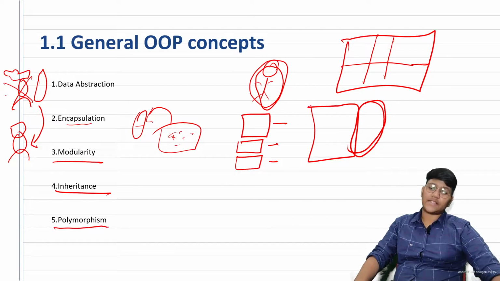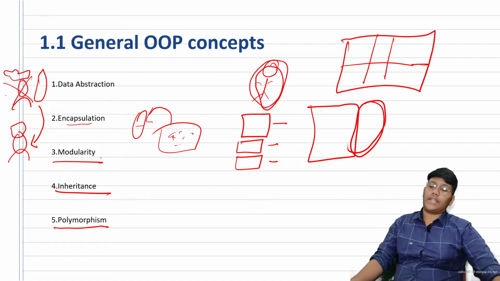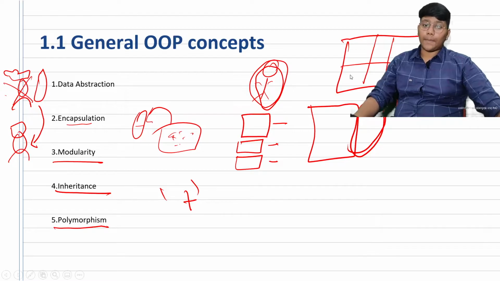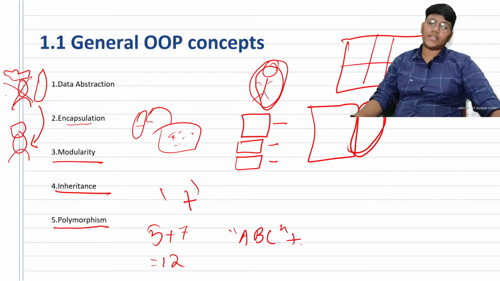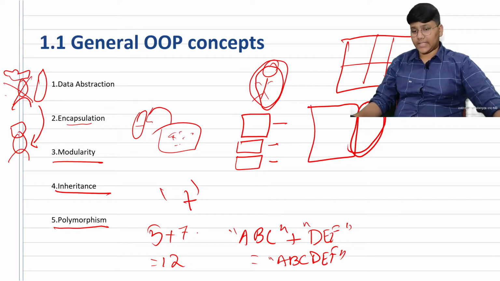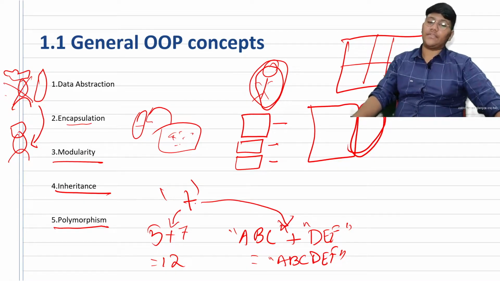Polymorphism. Polymorphism is using of a single thing in multiple ways. For example, the plus operator. The plus operator can be used in both ways. It can be used to do 5 plus 7 equal to 12. It can be used to do abc plus def equal to abcdef. Now what we are doing here is we are using plus in both ways, to add arithmetically and to concatenate strings. So here we are studying polymorphism.